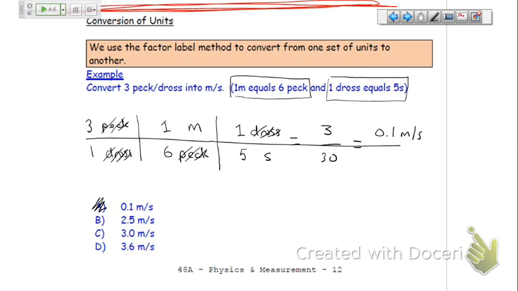You know, you're the player. You've got to decide. But my advice to you is just learn this method.